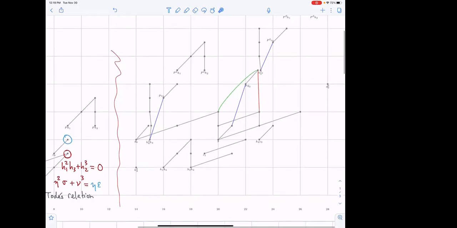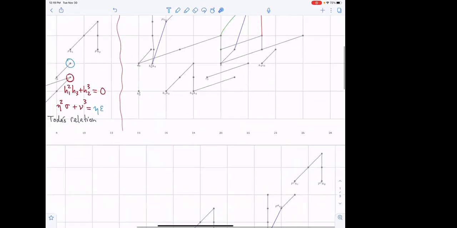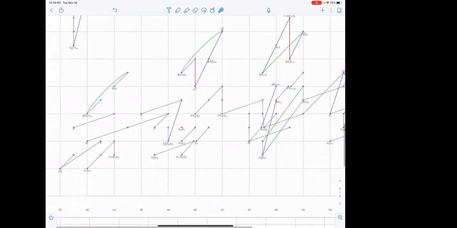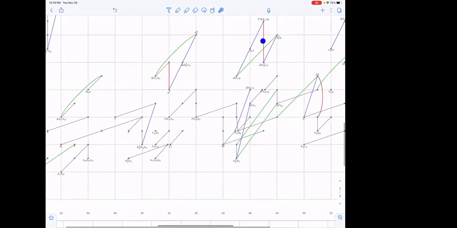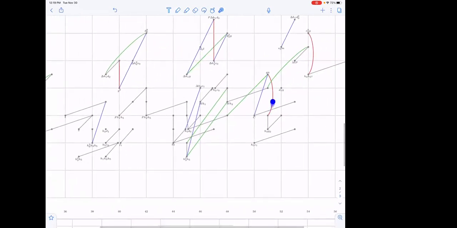What else do I want to say? You can go into higher stems and things start to get more complicated. There's another hidden 2 extension in the 40 stem, another 2 extension in the 47 stem. This one in the 51 stem is interesting.